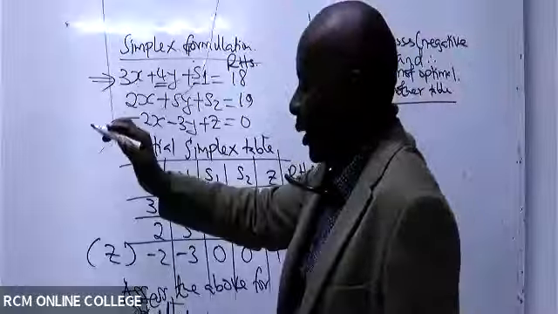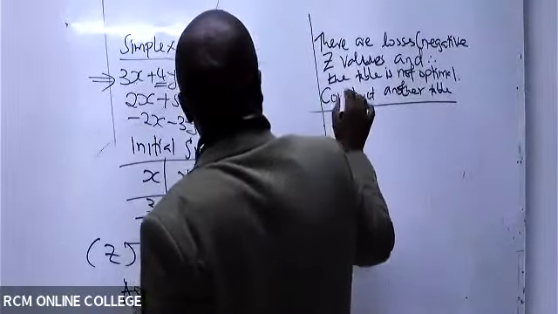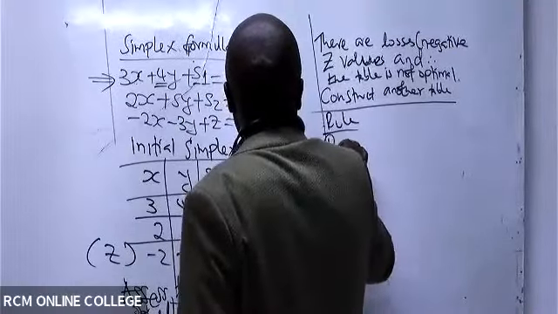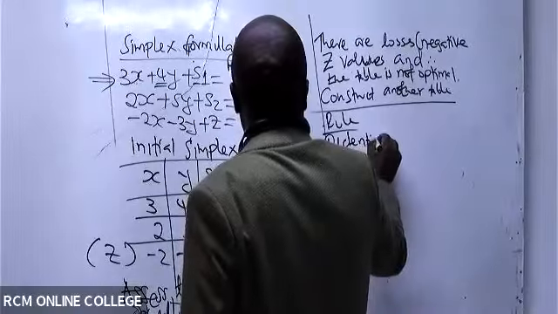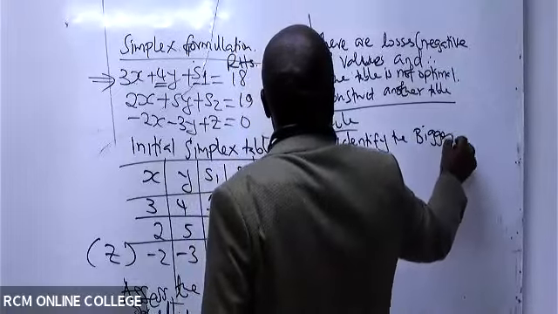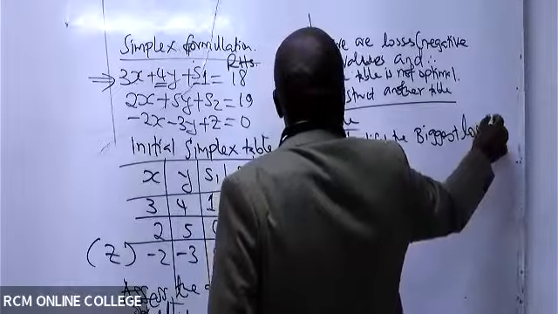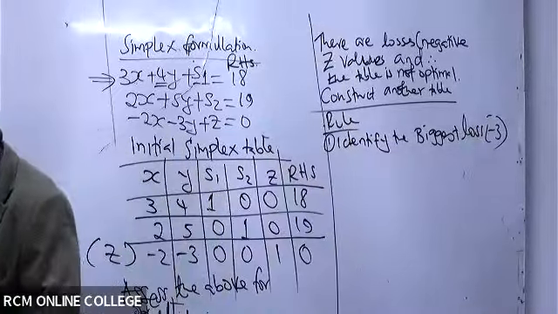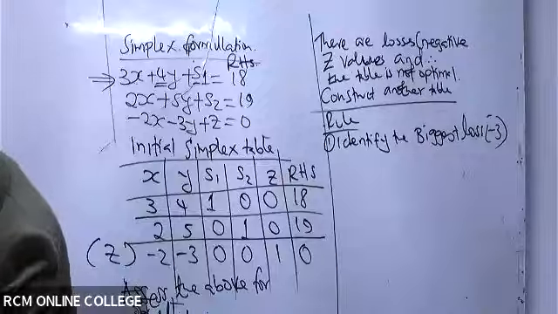How do we construct another table here? To construct another table, there are rules of the game. Number 1, identify the biggest loss, which in this case here is minus what? Remember, you identify it in the Z row, which is -3.